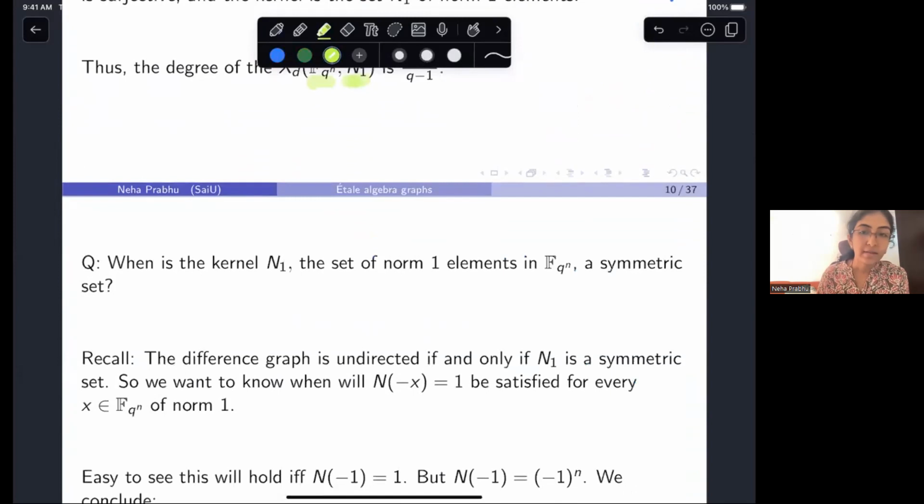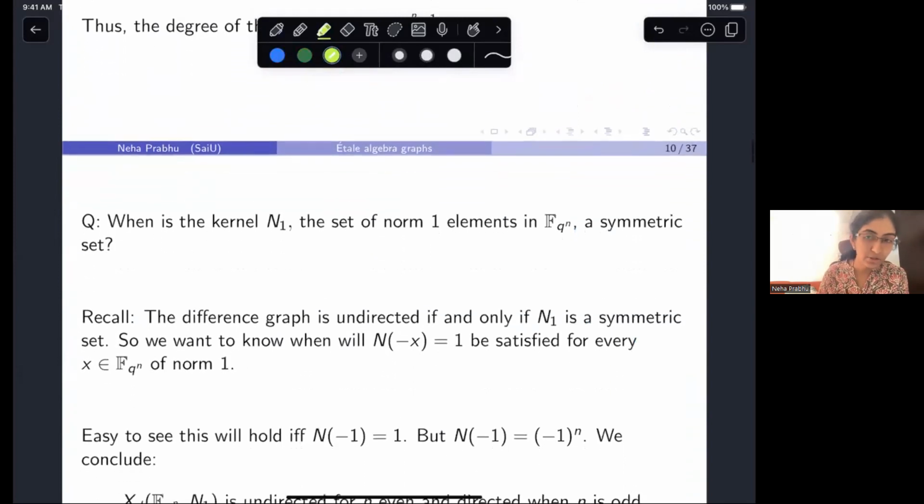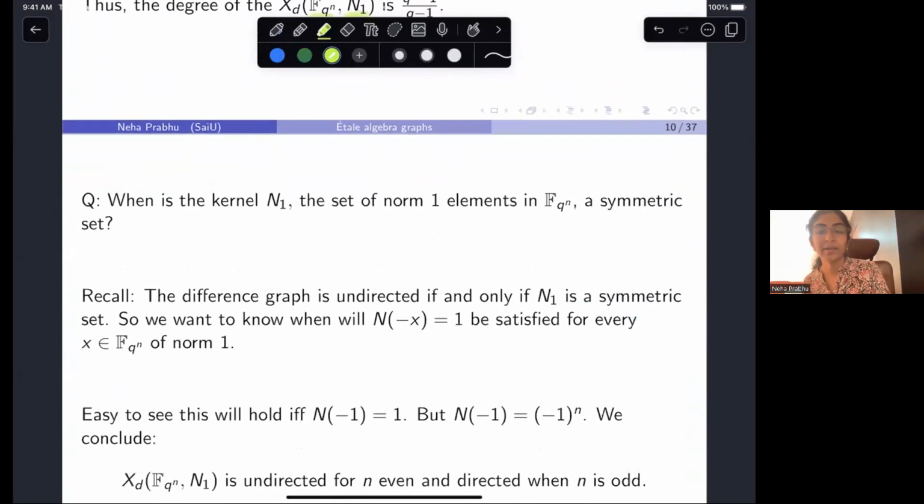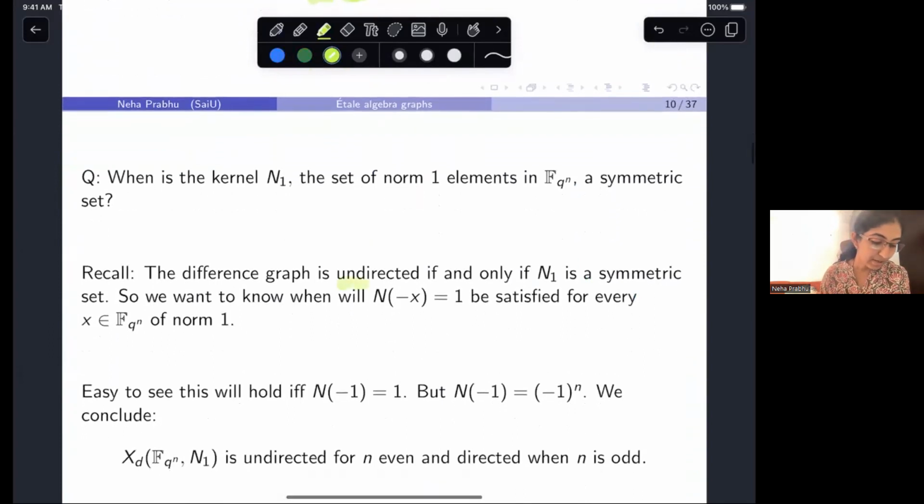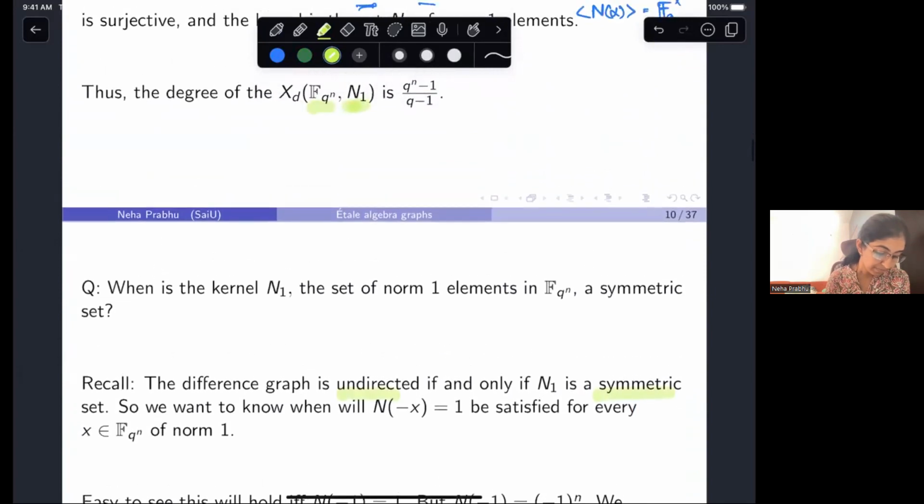Now we want to know when the associated graph is directed or undirected. We saw that that relies on whether the set you started with was a symmetric set or not. So it's undirected if it is symmetric, and otherwise it is directed. Now we want to know when will the norm of minus X be 1 whenever X has norm 1.